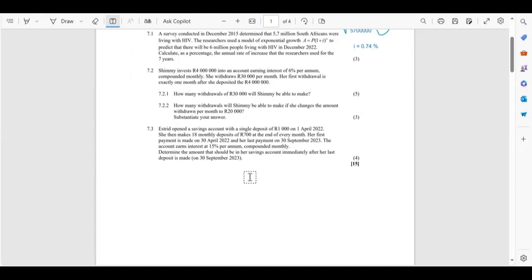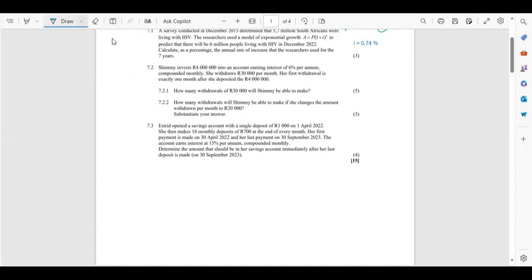Now, this is answer for 7.1. Now, let's move into 7.2. Now, 7.2, they say, Shimi invests, right, 4 million into an account earning an interest of 6% per annum. So this is the amount he invests. Okay, let me just highlight that.